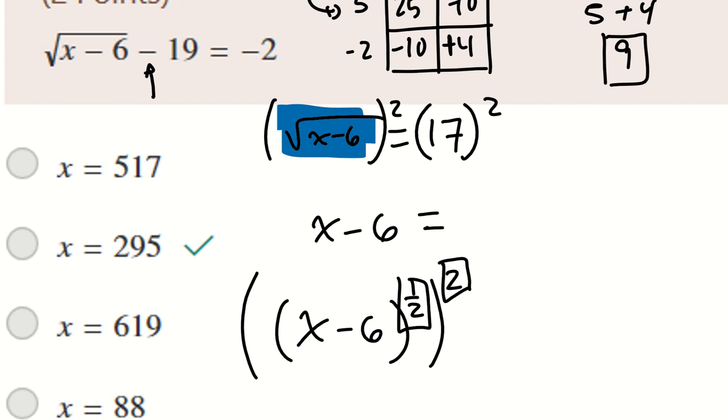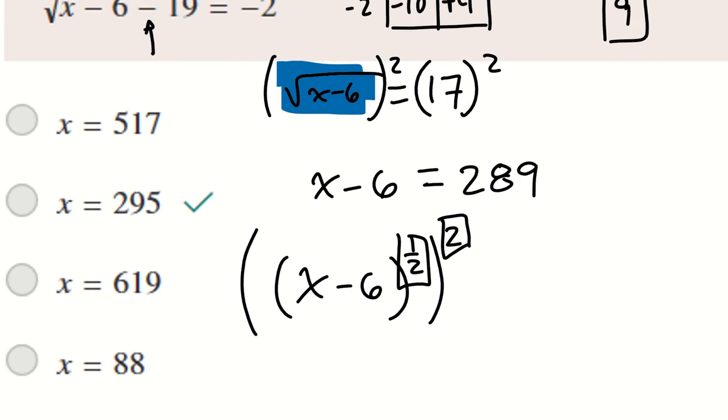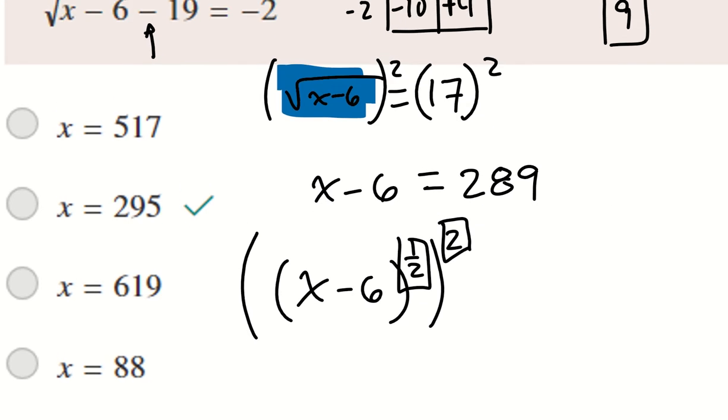And I got to be honest, I forgot. I don't know what that is. 17 to the second power. It's 289. And then as a final step to solve for x, I'm just going to add 6 to both sides. And when I add 6 to both sides, we end up with 295. So x is 295.